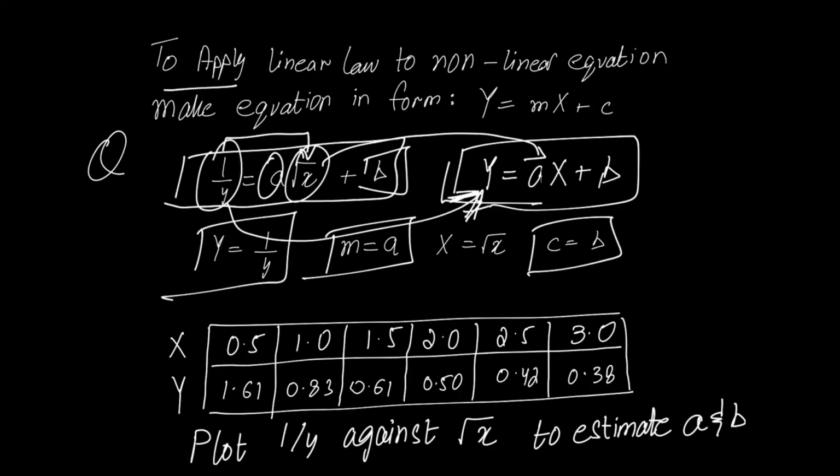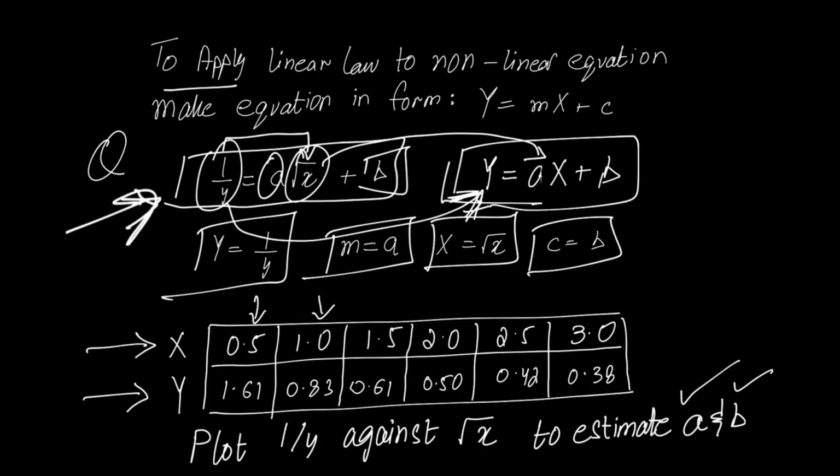So we take y as 1 upon y, x as root x, and we have to find the estimate of a and b, and we've been given certain values of x for which y is this. So when x is 0.5, y is 1.61, when x is 1, y is 0.83, and so on. We don't have the value of a, we don't have the value of b, and we have to find them through linear law by using this non-linear equation and plotting a linear graph of it. So how will we do this?